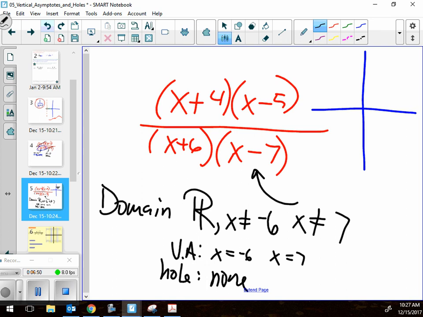All I'd have to do to change this problem would be to make this x plus 6 up here, and then it would be totally different, because now this would cancel and it would create a hole there. And then this wouldn't be an asymptote, it would be a hole. And I'll show you how to find out exactly where that hole is in the graph.